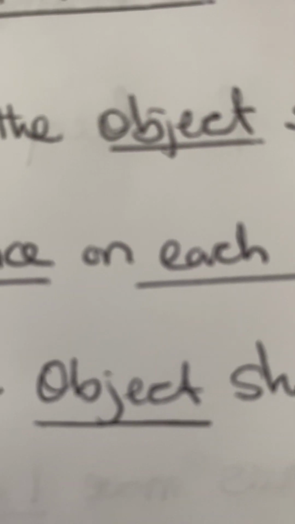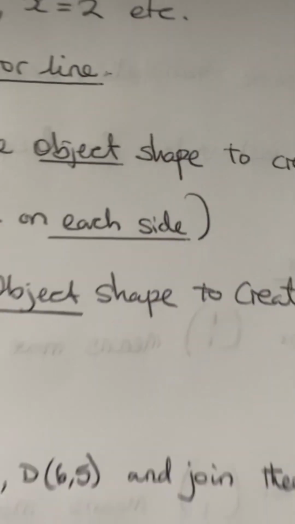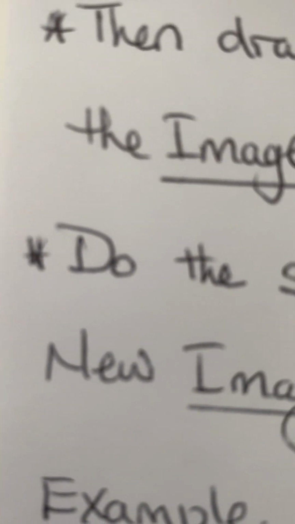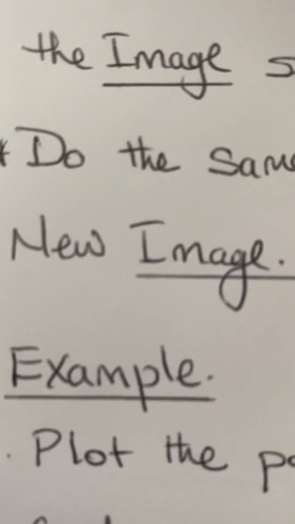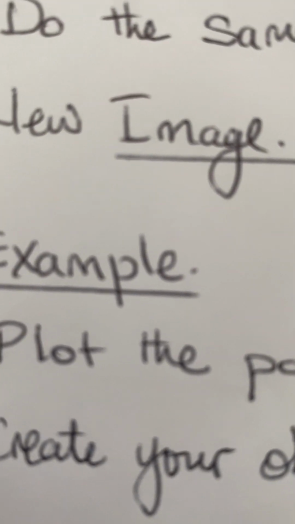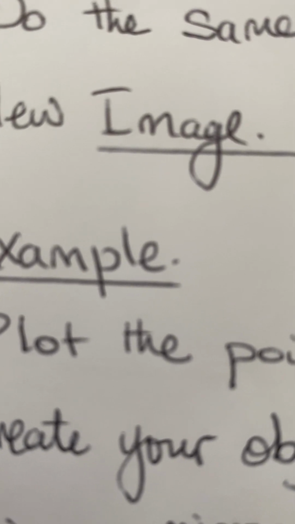I'm going to show you in a bit. I'm just trying to explain to you how we do it. Do the same with the corners of the object to create the new image. Because we don't have time, I would like to go through a few with you. So I've brought an example and then we'll do it whilst we look at the graph.